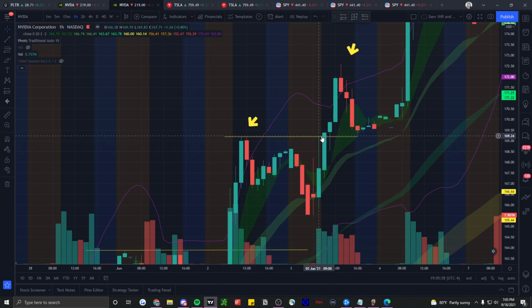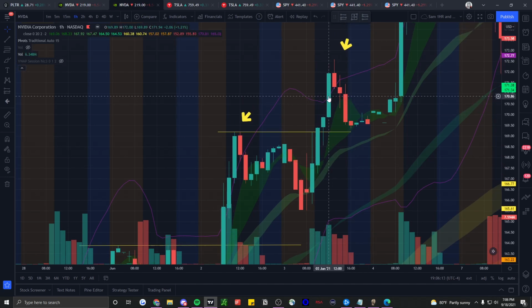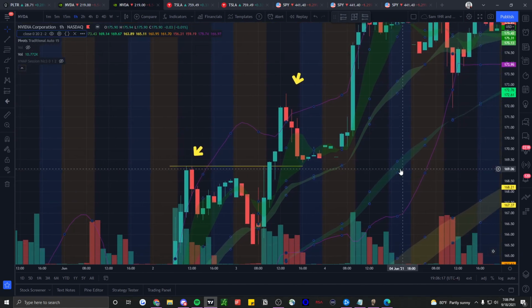Once we get a close above this area of supply, we could run a stop loss on the last 60-minute close and take profit into the next hourly Bollinger Band.